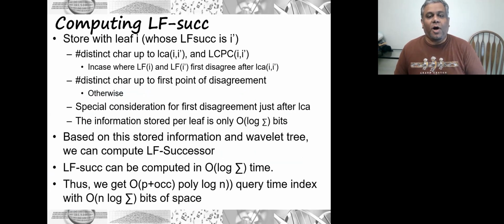So ultimately what we have shown is that from LF successor, we can repeatedly compute LF. From LF, we can compute the suffix array. From the suffix array, we can do pattern matching. So finally, we have this result that we can do pattern matching in T plus OCC times polylog n query time. And the nice part is that the index is now big O of n log sigma. So we basically broke that complexity barrier. And that's why we like this paper.